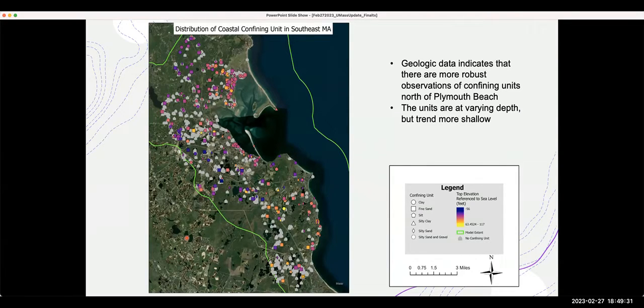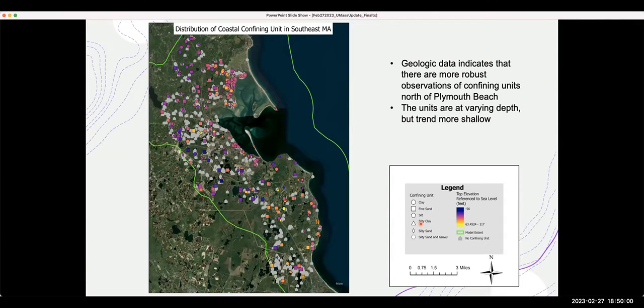From the geologic findings, it indicates that there's more confining units in the north of Plymouth Beach. As you can see at the top of the map, there's definitely a denser variety of them compared to the south. I also just found it interesting that it was kind of varied confining units. It's not just clay, it's not just sand, and that's indicated by the different shapes.